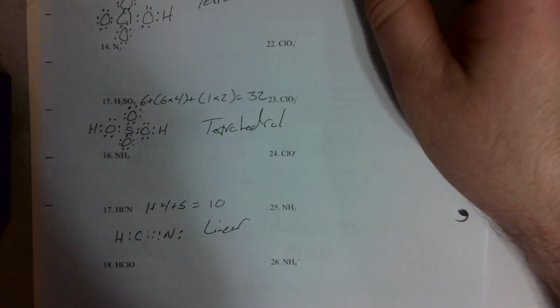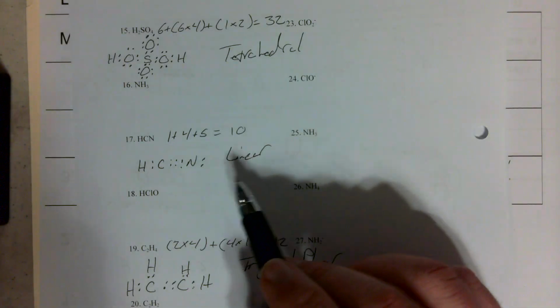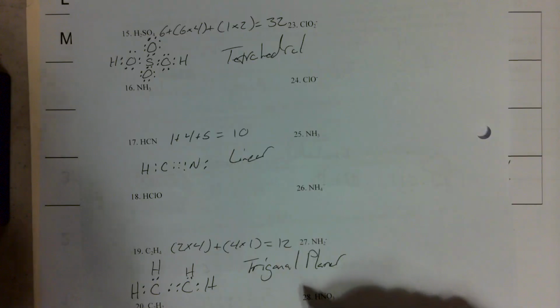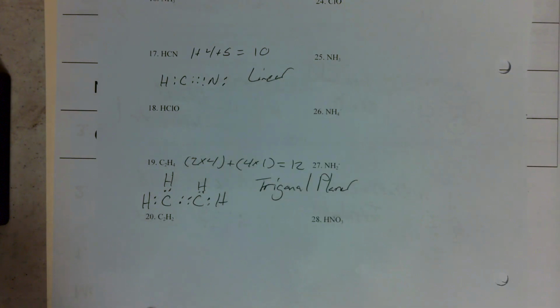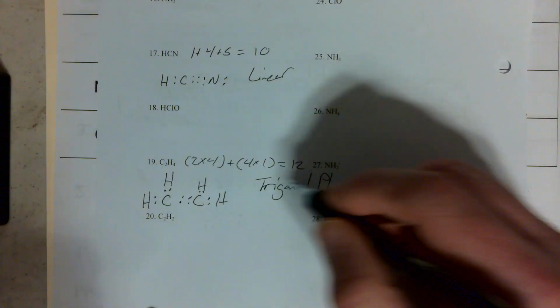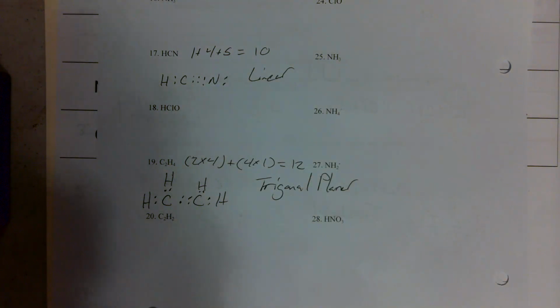Let's go to the next page. Tetrahedral. Here again, looking at number 17, straight line, so linear. Number 3, so I'm looking at this right here. So 1, 2, 3 items. That's where it's going to be trigonal planar.